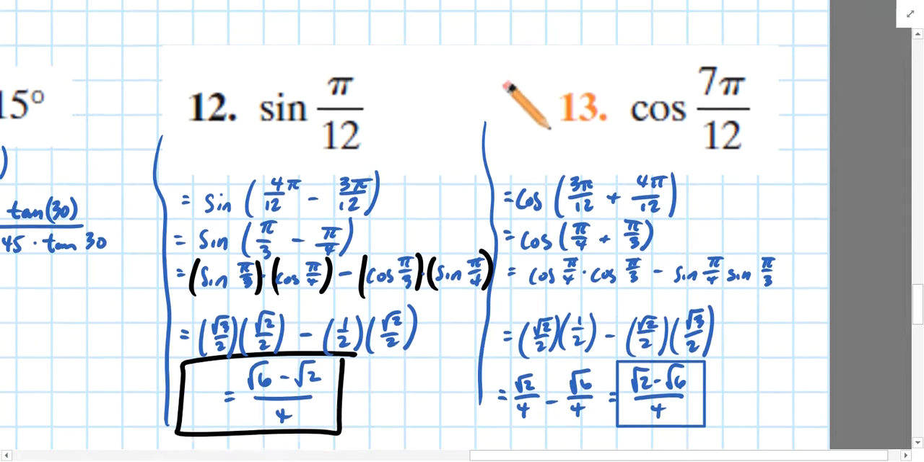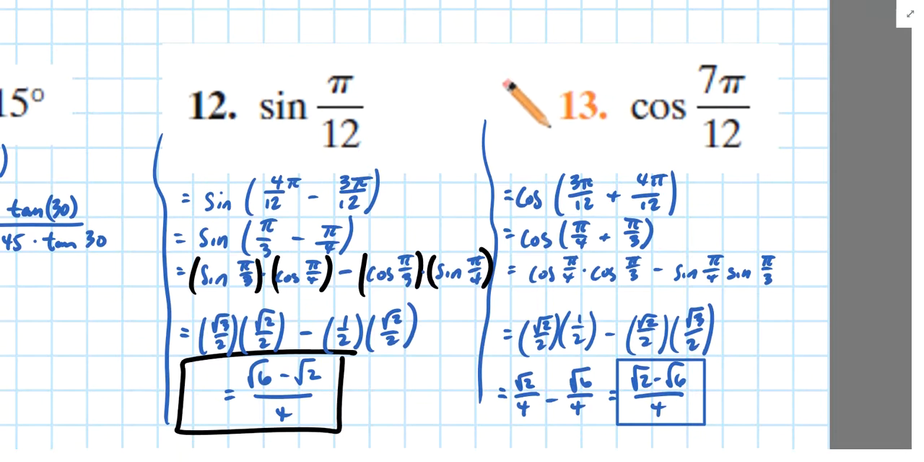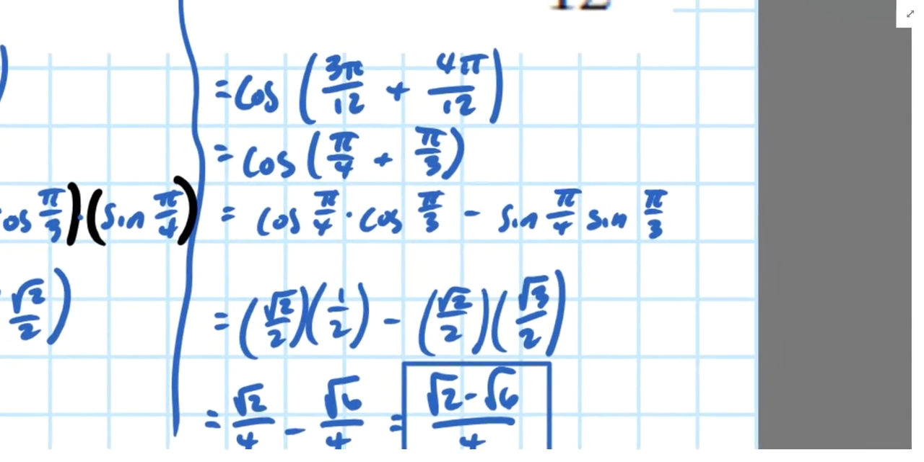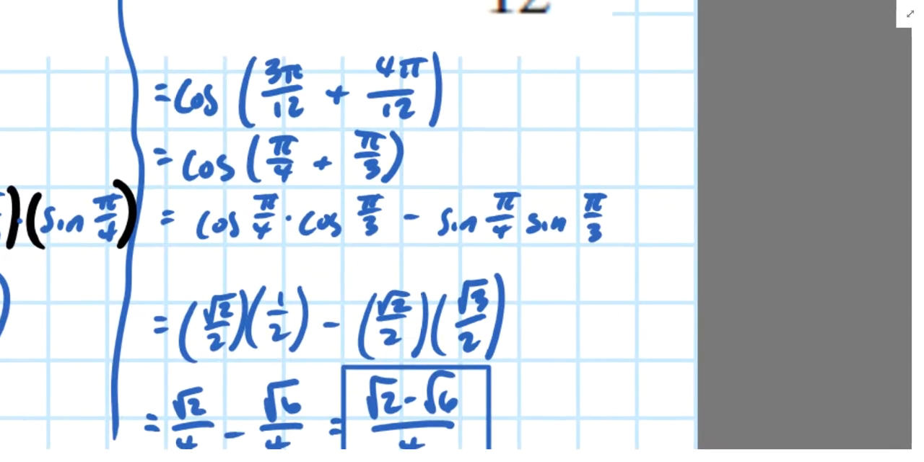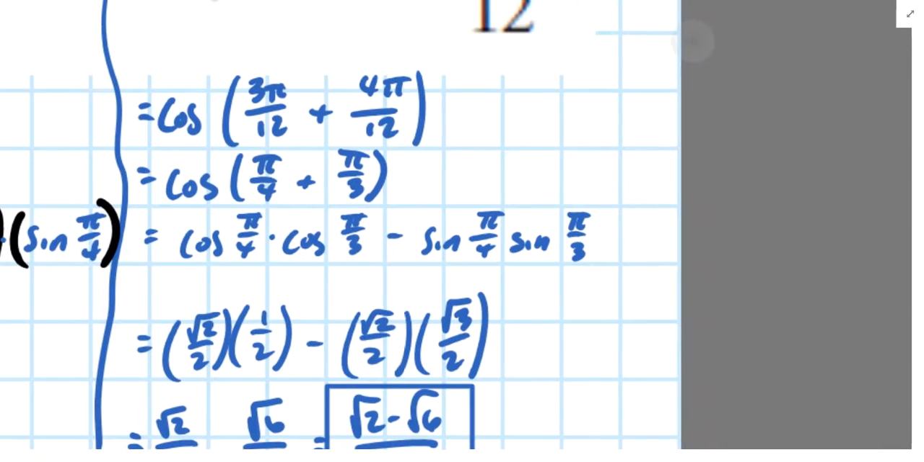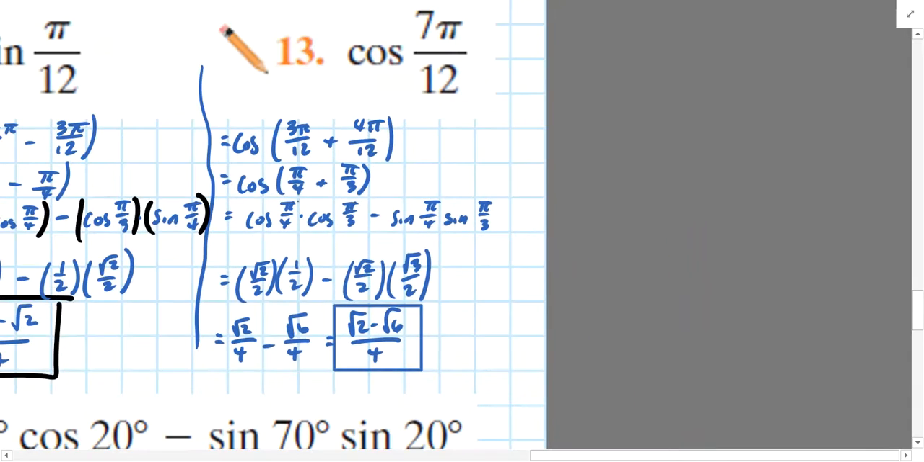The last example in this row, cosine of 7 pi over 12, can be done the same way. In this case, I chose 3 pi over 12 plus 4 pi over 12, which would be pi over 4 and pi over 3, respectively. And utilizing the sum identity for cosine would simplify as follows.